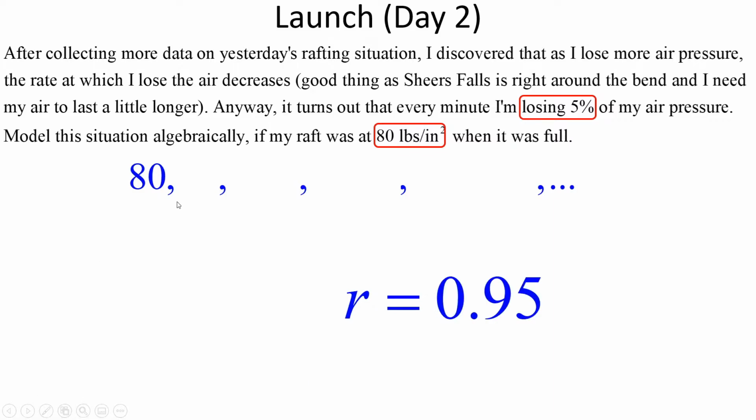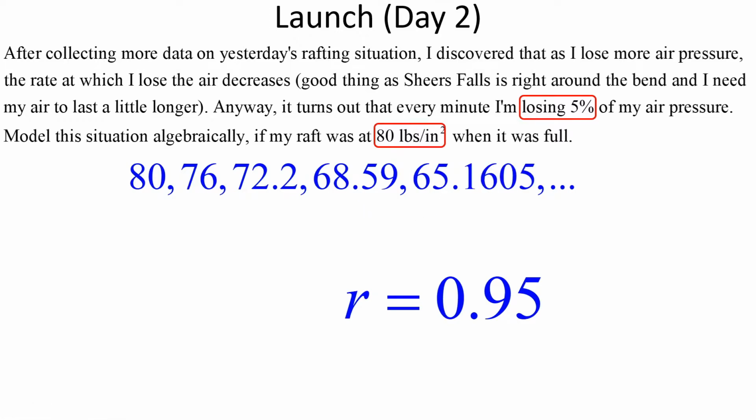So now let's just punch out some numbers. Let's go 80 times 0.95, and that will give me in 1 minute 76 pounds per square inch. And then if I take that and I multiply it by 0.95, I'm going to get 72.2 pounds per square inch. And if I multiply that by 0.95, I'm going to get 68.59 pounds per square inch. And if I multiply that by 0.95, I'm going to get 65.1605 pounds per square inch.